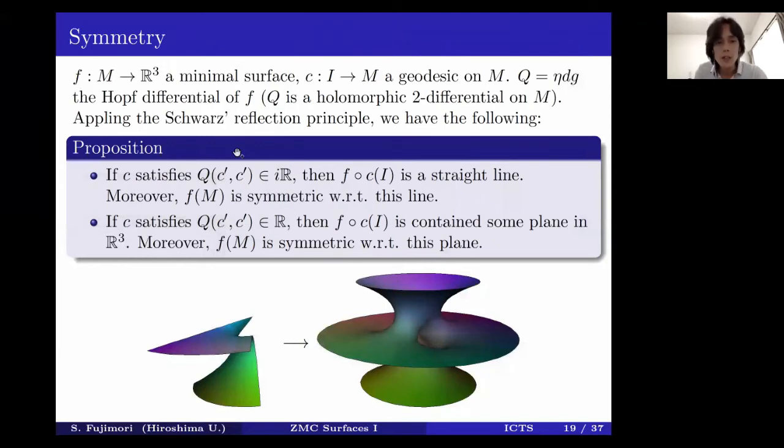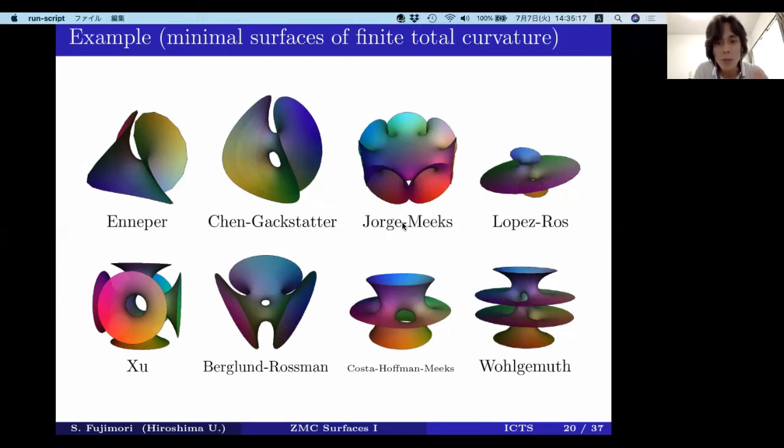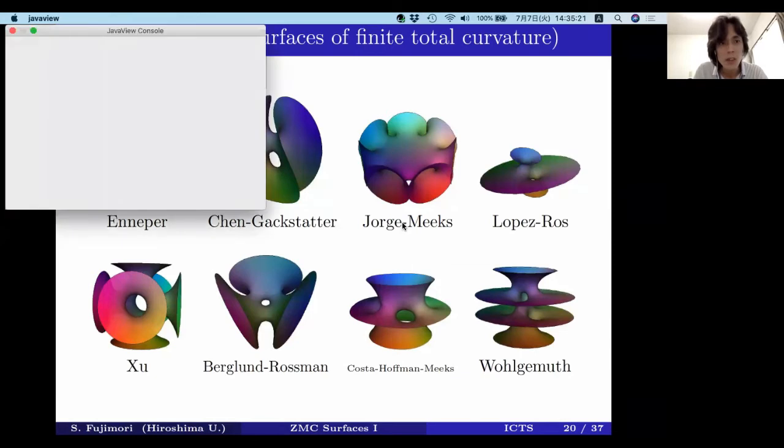So this is one of the important properties of minimal surfaces. And now I will exhibit many examples of minimal surfaces. First, in these pages, all of them have finite total curvature, so the period problem is solved. The period set is just the zero set, so there is no periodicity. For example, this is called the George Meeks minimal surface.